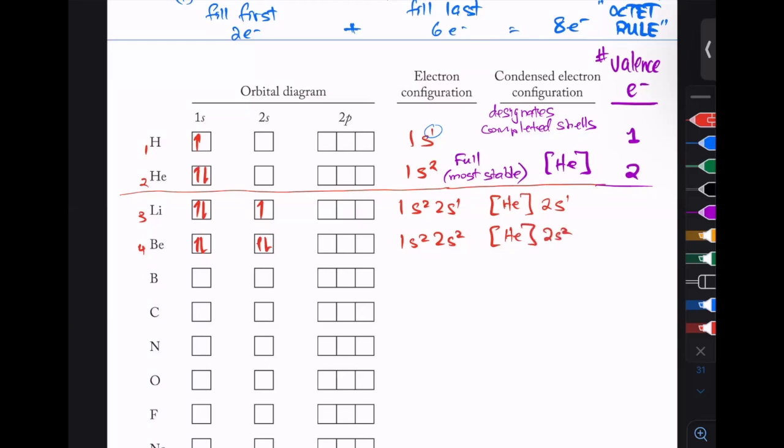If I now go to boron, 5, 1, 2. Now I'm going to fill these in following Hund's rule. Even though you might know what it's going to look like, always practice filling these in using the Aufbau principle and Hund's rule. Yes, question.